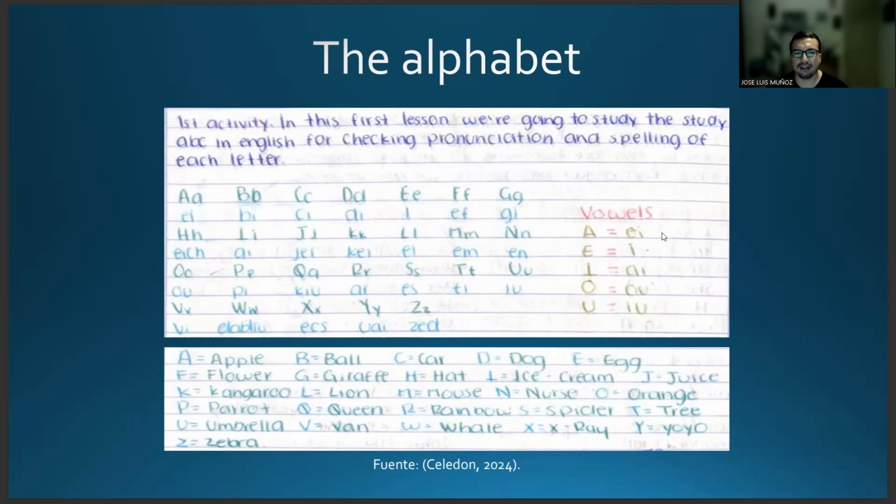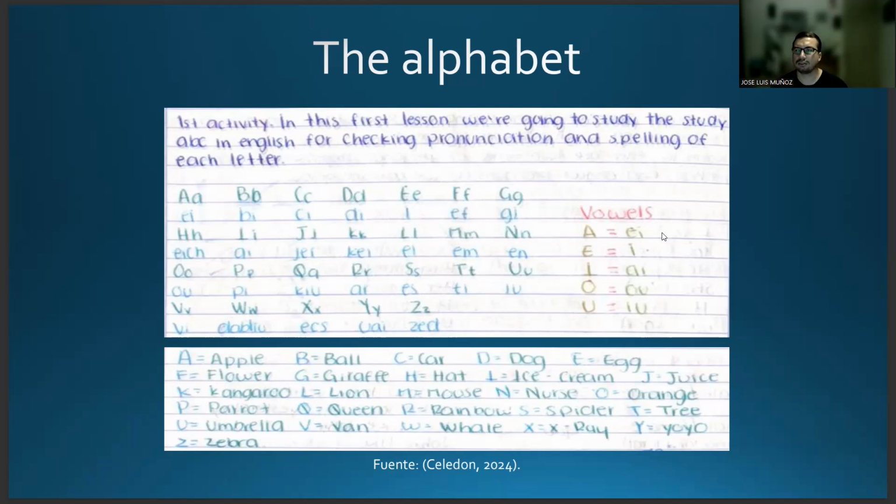Then with the letter L, we have lion. Then with the letter M, mouse. Then we have nurse. We have the opposite of a doctor, a nurse, like the assistant of the doctor. Then we have orange, the fruit, the orange one.